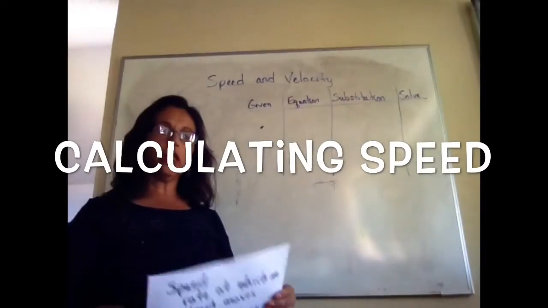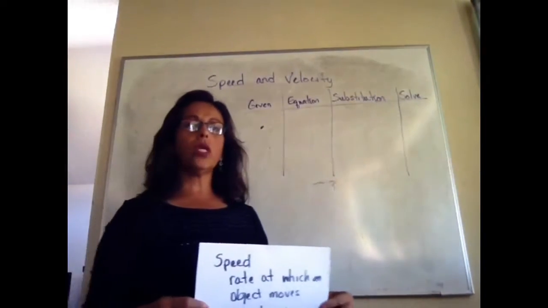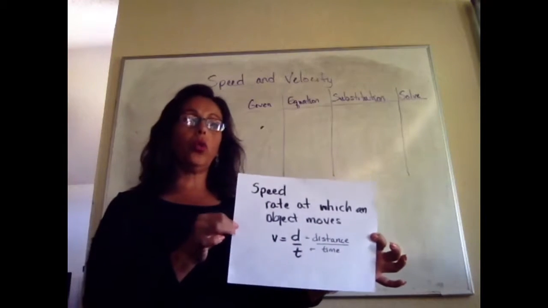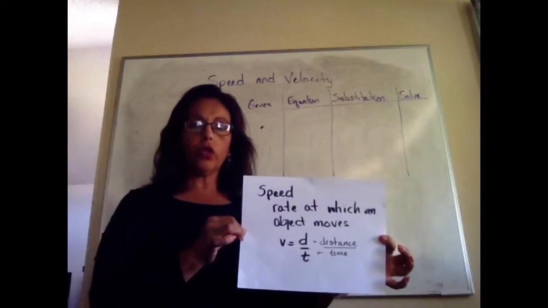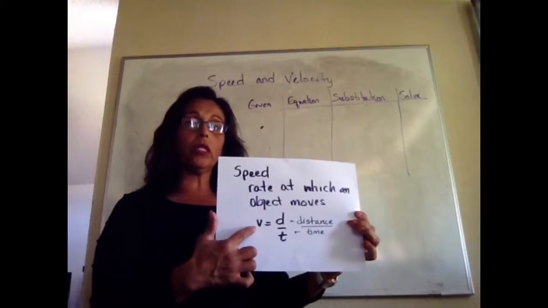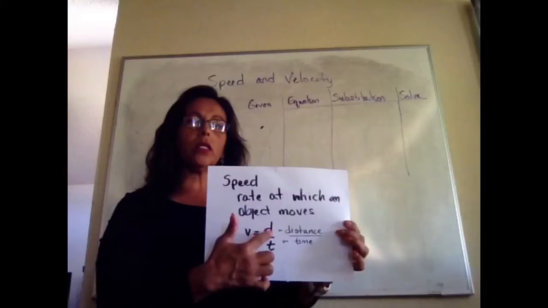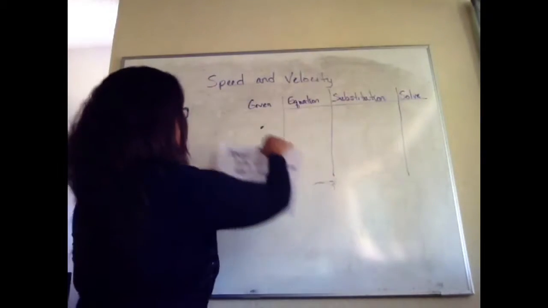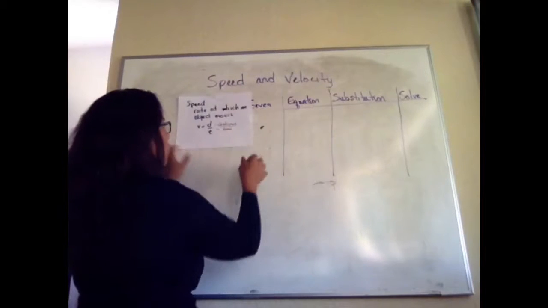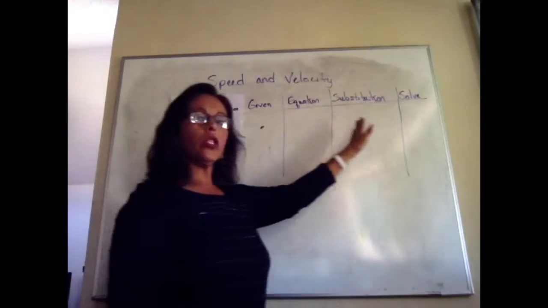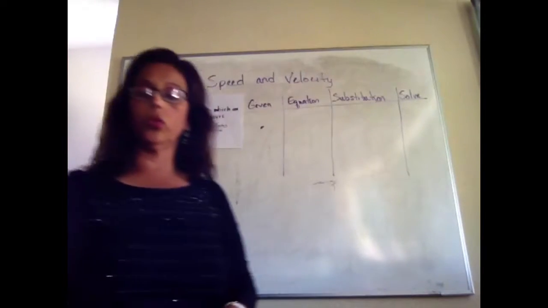This tutorial is to review how to use the equation for speed. Now, speed is equal to the rate at which an object moves. And our equation is v, which represents speed or velocity, is equal to distance divided by time. We're going to look at a couple of examples following our steps that we have given: equation, substitution, and solution.